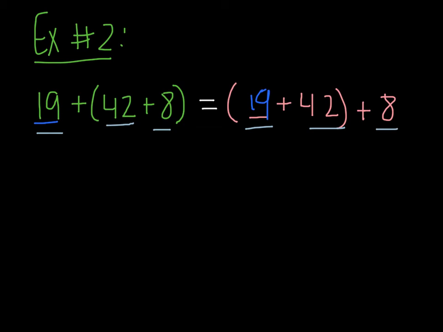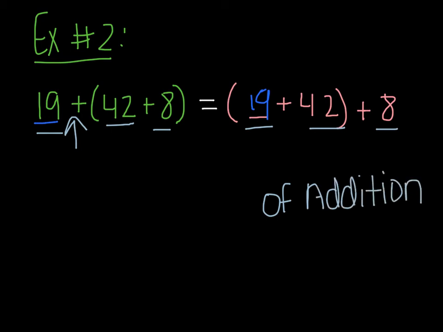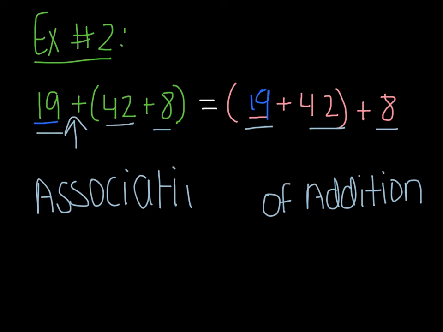So you can see that we are adding. So it's some property of addition. Okay, now this is like example 1. We have grouping. We know that the associative property tells us about grouping. So it's going to be the associative property of addition.